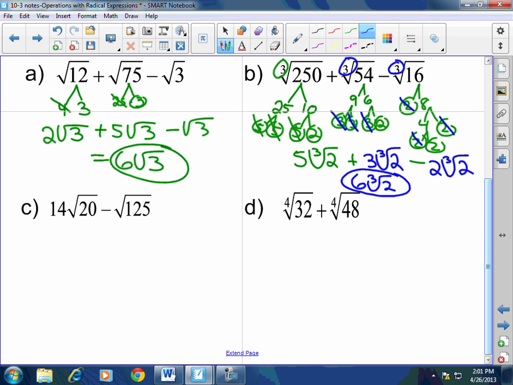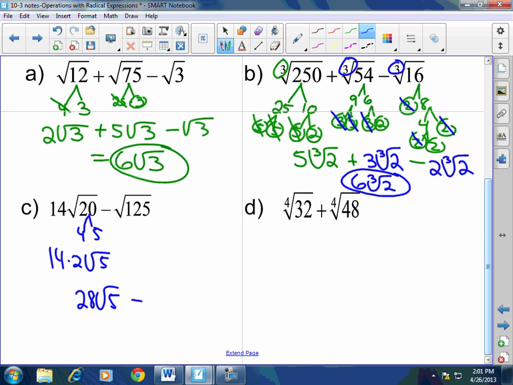Heck yeah. Awesome. You are killing this. I'm so proud of you. 14 times, okay, well, actually, why did I do that? Well, actually, yeah, because I have a 14 on the outside. Okay. This 4 times 5 was square root of 4. So multiply by 2, I have a radical 5 left over. So I got 28 square root of 5. You feel me? Who said no? So I can help you.